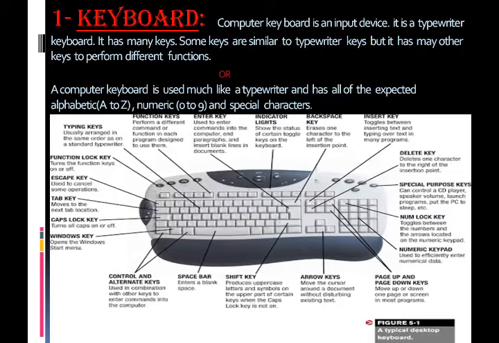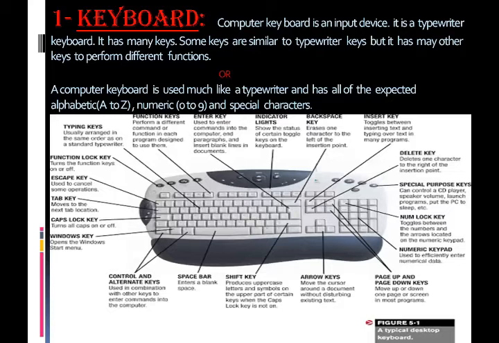Special purpose keys can control a CD, abbreviation of compact disc, players, speakers, volumes, launch programs, put the PC, abbreviation of personal computer, to sleep, etc. Delete key deletes one character to the right of the insertion point. Insert key toggles between inserting text and typing over text in many programs. Backspace key erases one character to the left of the insertion point.